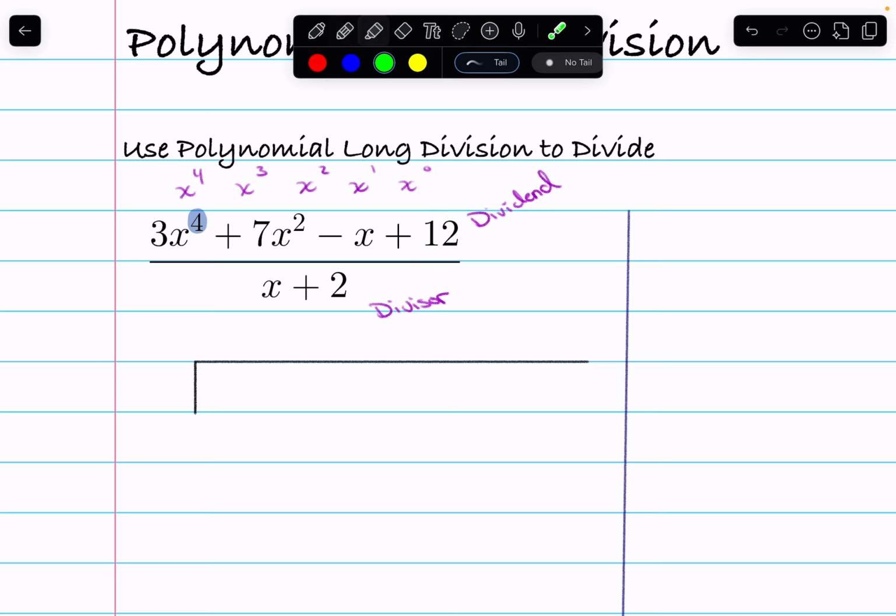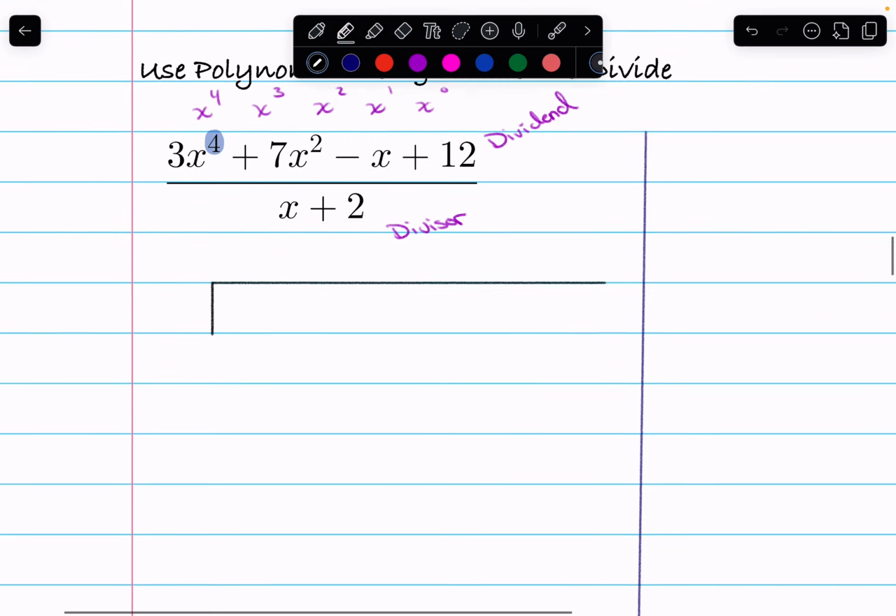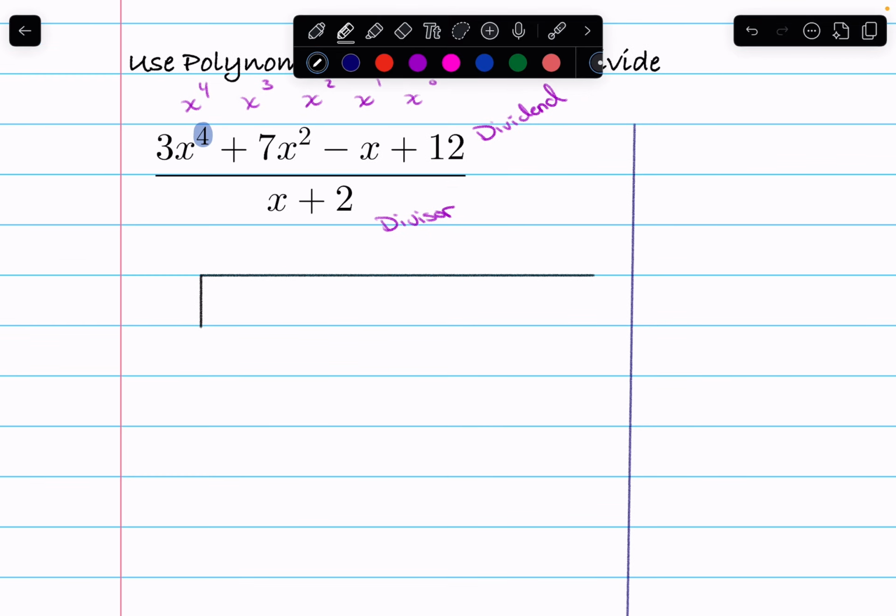Okay, so what we do to have our placeholder is when we write this and set it up, we're going to do 3x to the fourth plus a 0x cubed. That way we're not changing the value of our function, but we still have a place for our x cubes. Plus 7x squared. We have all the other pieces, so we can just copy everything. Minus x plus 12. And like I said, your divisor goes on the outside. x plus 2. Okay, so this is how you're going to set up all of your problems.